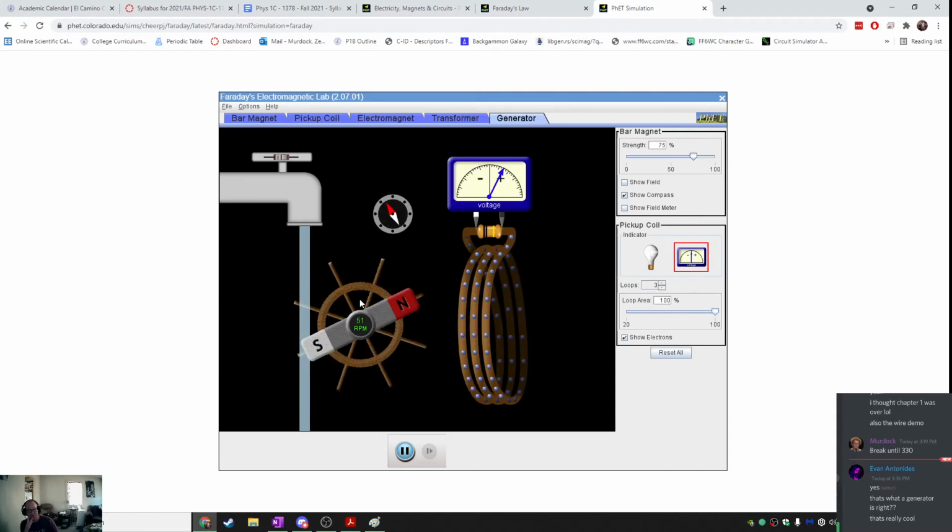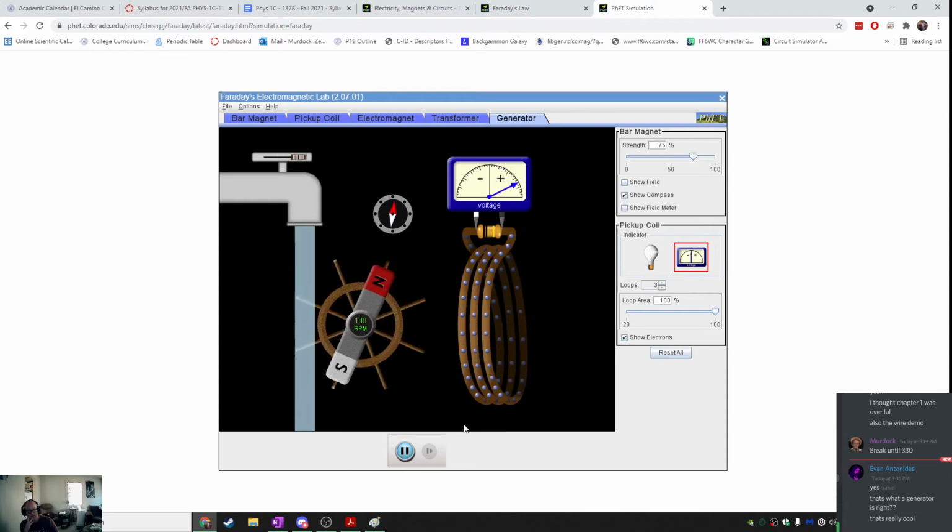We can make the thing move faster. We can make this go faster by just increasing the speed of the water here. You can see that has a direct impact on how strong the electricity that we get out of this is. Anyway, then of course we can make the magnet itself stronger, which again will also massively increase the electricity we're generating. So there you go, Evan. This is your generator, basically. A very simplistic kind of generator, but a generator nonetheless.